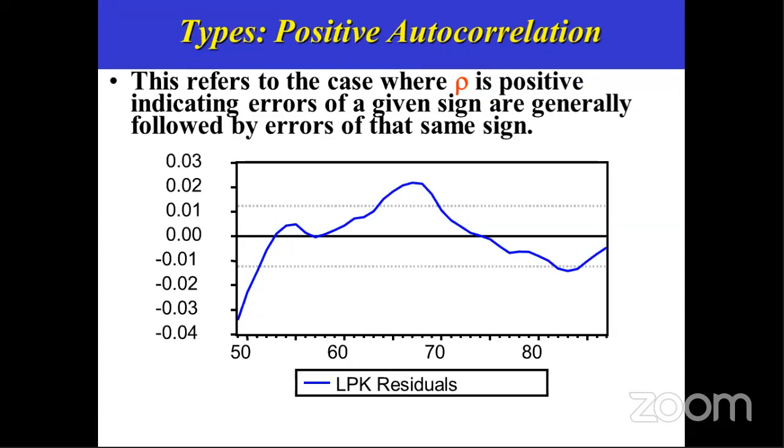The third classification is positive autocorrelation and negative autocorrelation. This is somewhat equivalent to your positive correlation and negative correlation. This is related to your estimated value of the rho. In case of positive autocorrelation, the rho indicates that errors of a given sign are generally followed by errors of the same sign. That means if the estimated value of rho is positive, then the successive values for a specific range of values are also positive.